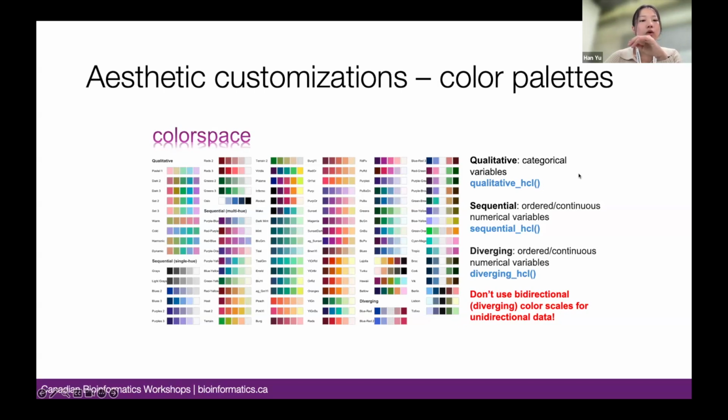for categorical variables. The sequential and divergent ones are used for ordered or continuous numerical variables. But please remember, don't use the bidirectional or diverging color scales for unidirectional data. It may cause some confusion.